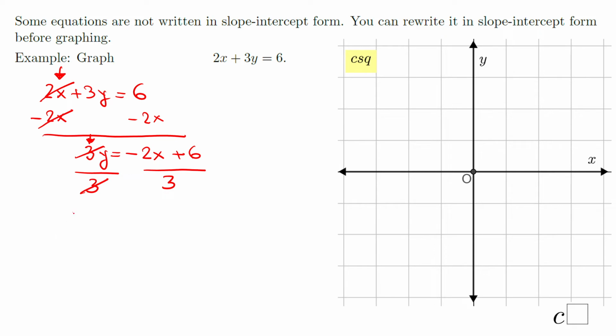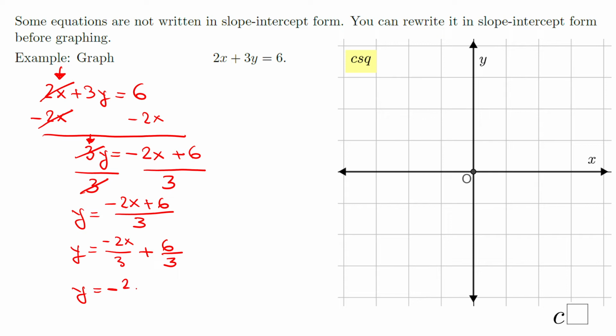And I have now here y equals negative 2x plus 6 over 3. What you can do here is to break this fraction into pieces like this. y equals negative 2x over 3 plus 6 over 3. And if you can simplify, please do it. In this case we can.